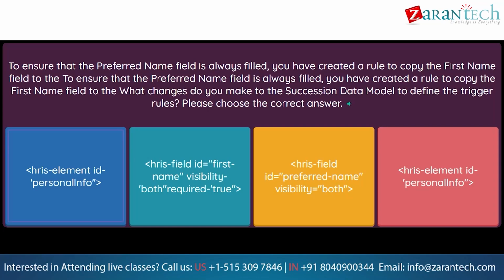Option 1, HRS element ID '#39' personalinfo. Option 2, HRS field ID equals first name, visibility '#39' both, required '#39' true. Option 3, HRS field ID equals preferred name, visibility equals both. Option 4, HRS element ID '#39' personalinfo.